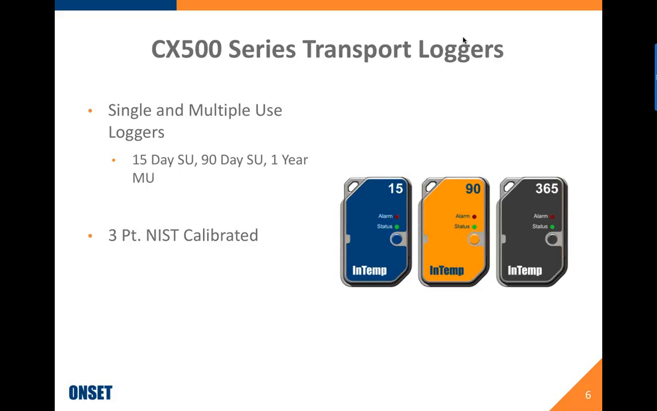All of these loggers come 3-point NIST calibrated to comply with global GDP regulations. And unlike our CX400, they don't have an LCD screen, but we do have LED alarm and status indicators that allow you to visualize whether the loggers are currently in operation and whether or not there's an alarm and you need to take additional steps to identify what's wrong.